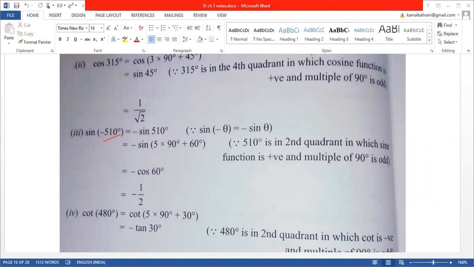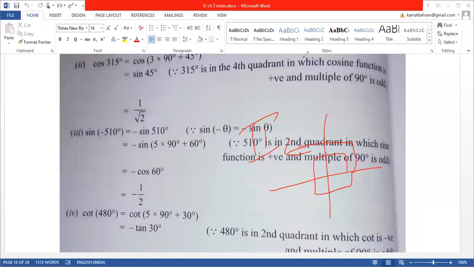Now we can write this as 5 into 90. When it is more than 2 pi, wait a minute, I will explain again. This will be your first 90, second 90, third 90, fourth 90, then fifth 90, and then fifth 90 plus theta, where it will lie in the second quadrant. Clear?